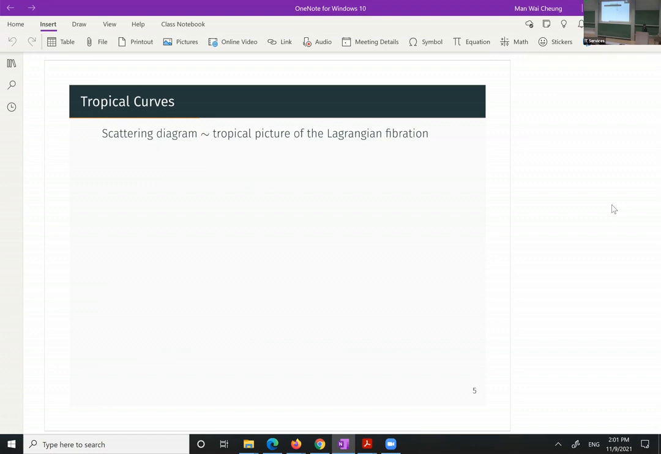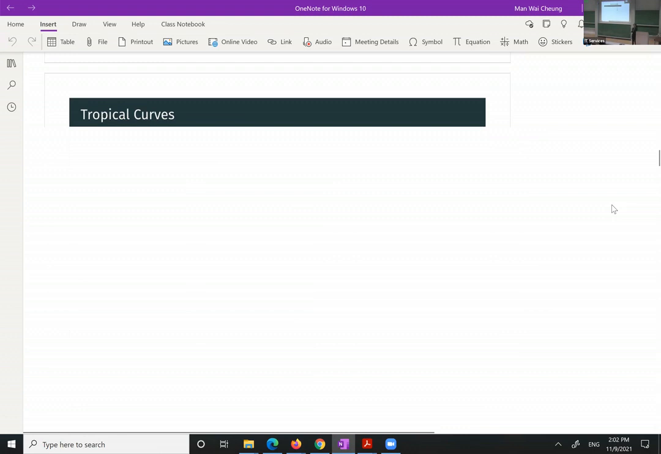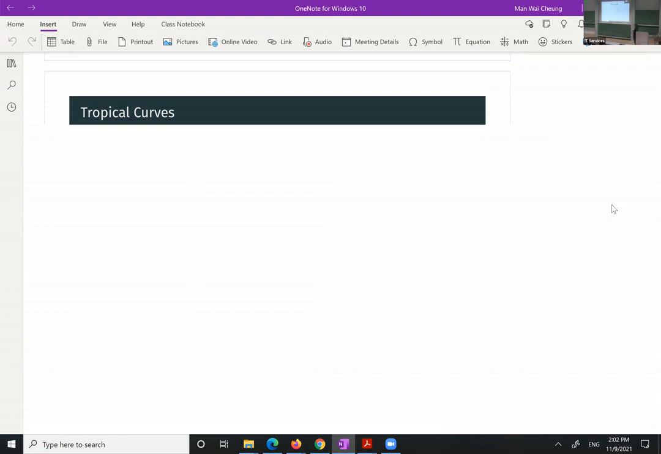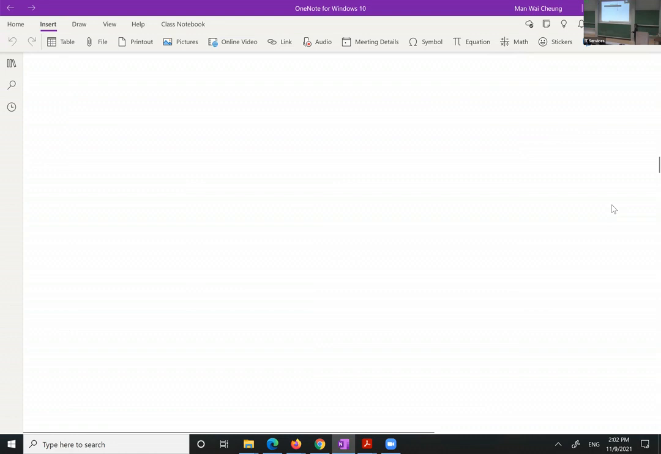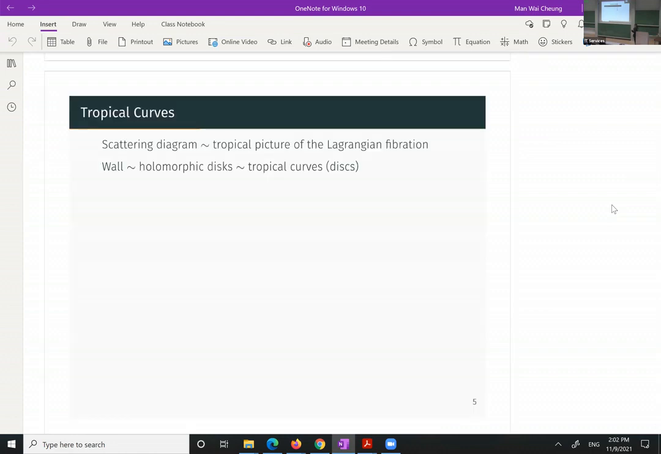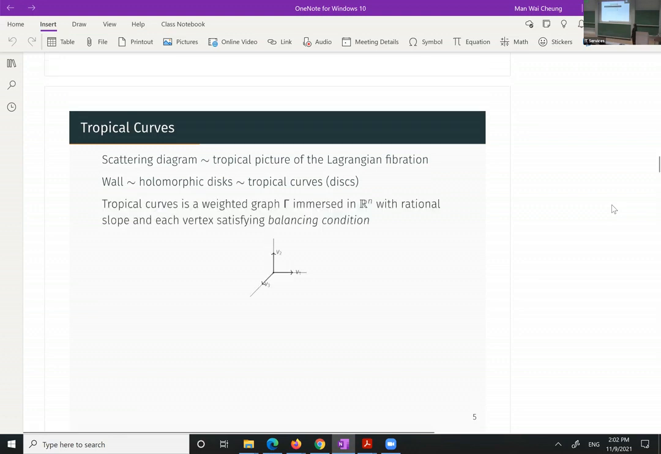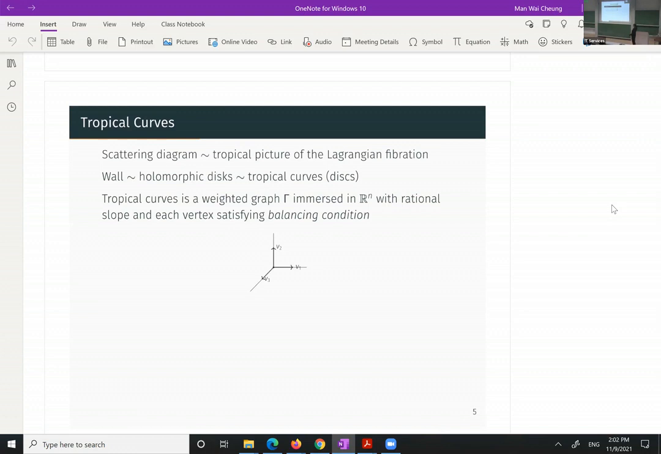The next thing is going back to what Mark said in his talk. He talked about Lagrangian fibrations, Lagrangian tori and so on. So how can we see it in the scattering diagram? As Mark said, the scattering diagram is in a certain sense a tropical picture of the Lagrangian fibration, and the walls in Mark's talk are just Maslov index 0 holomorphic disks, where we cannot see any holomorphic disks here. In the tropical version we are going to see tropical curves or tropical disks, as in Anima's talk yesterday. We have tropical curves.